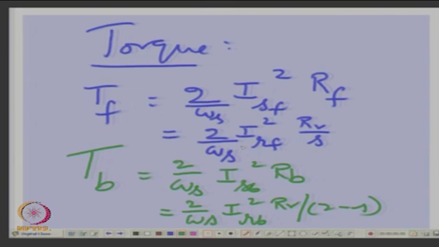So, it will be basically ISF square minus ISB square. Good starting torque is you would like to have ISB at starting 0, is not it. Maximum starting torque, when do you get? You must have no backward torque at all. So, you see whether it is feasible or not, so you minimize.